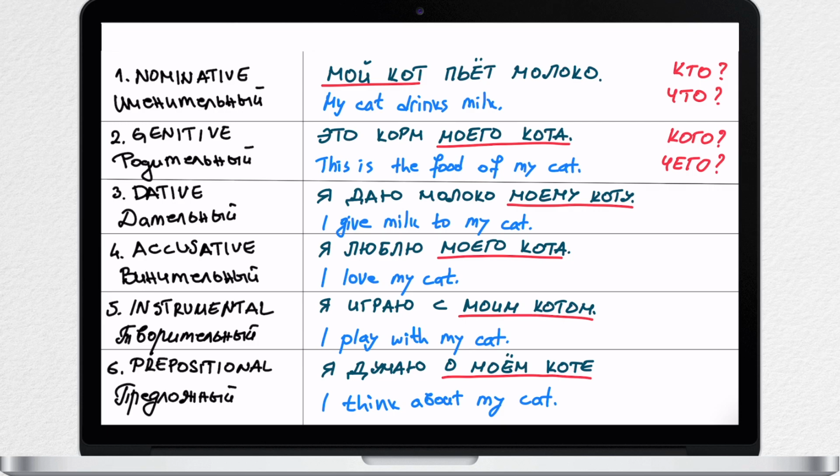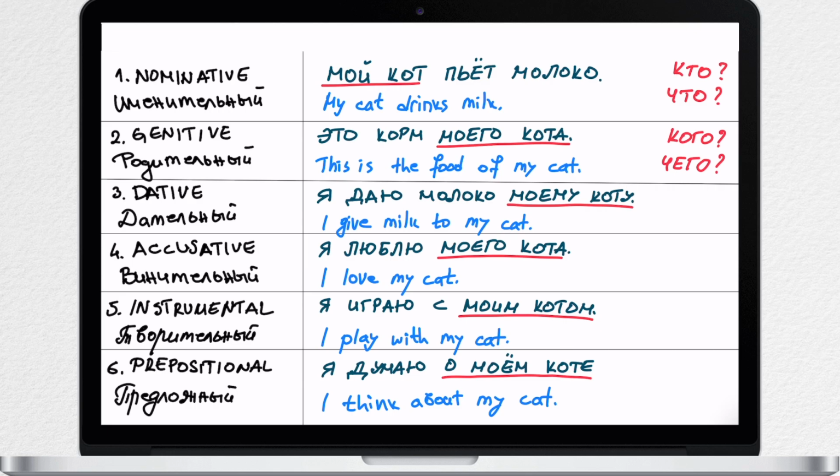So let's have a look at this sentence. Это корм моего кота. This is the food of my cat. You can think of the genitive case like this. Whenever you need to use the preposition of in English, this kind of sentence will be expressed with the genitive case in Russian. Of my cat, моего кота. You can notice here we don't have a preposition in the Russian sentence. Well, in English we have of. Here we have expressed possession. So this is the food. Whose food is this? This is the food of my cat. Это корм моего кота.